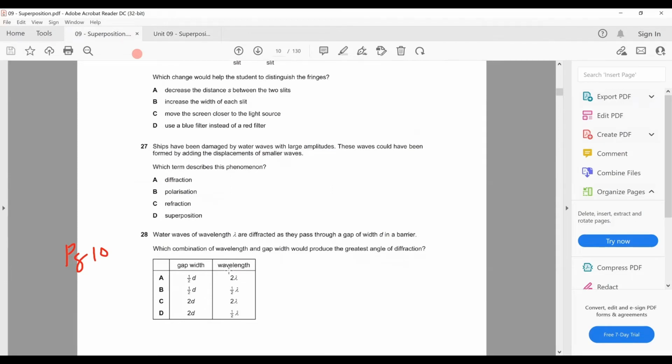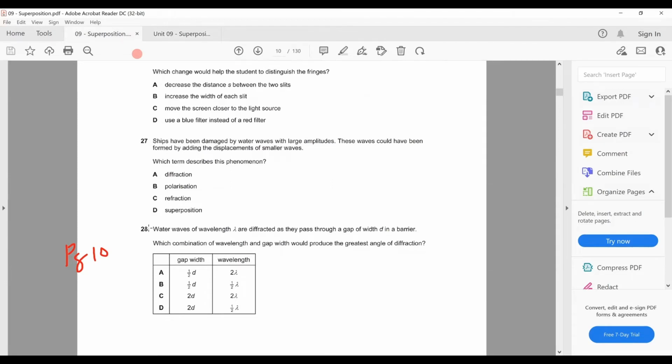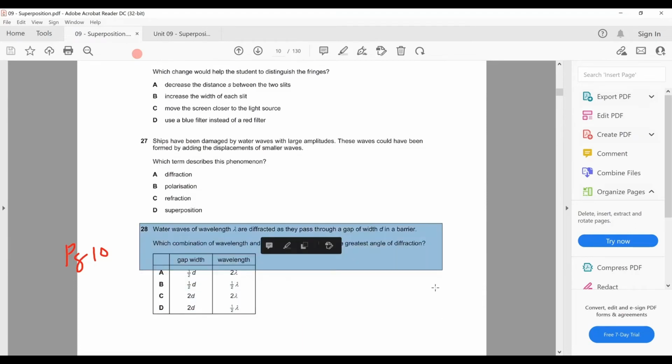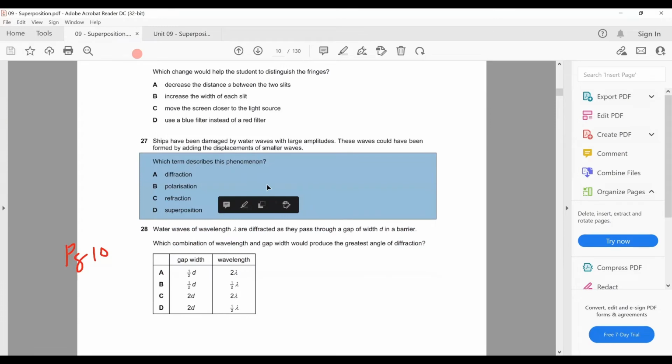They don't give you a diagram, so you can't do any comparison. You instead need to do something like a calculation. So which combination of wavelength and gap width will produce the greatest angle of diffraction? You just get the ratio of the wavelength to the gap width.